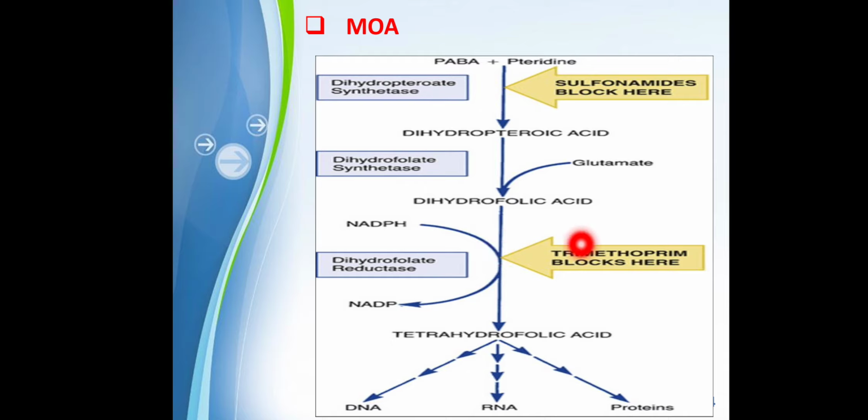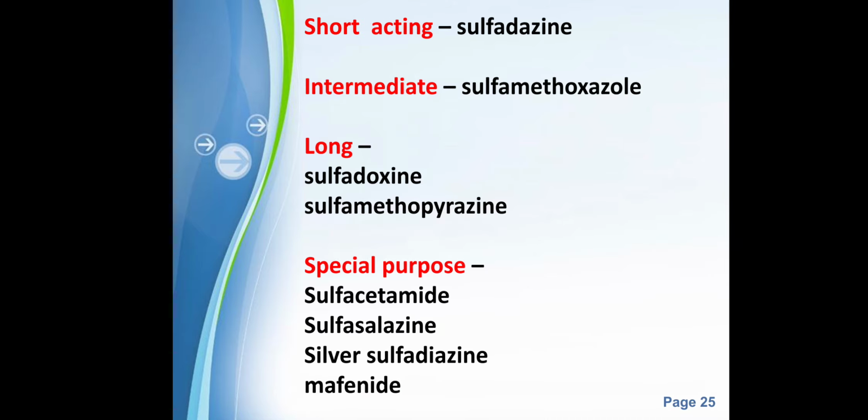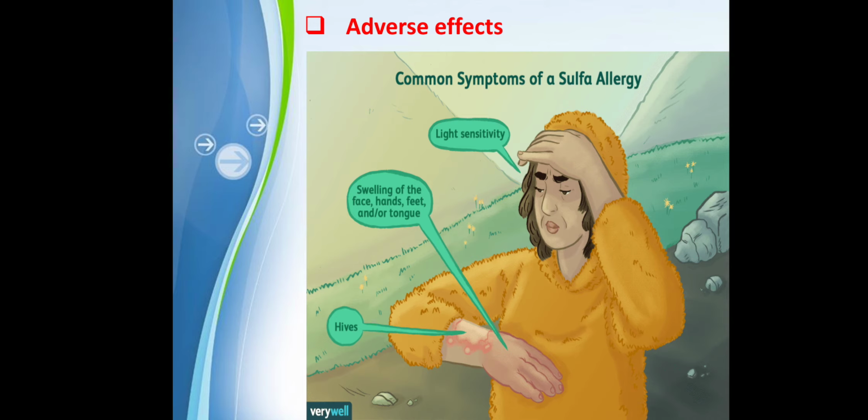And the group that comes after this, the site of action is here, we'll see that at that time. Now this is again the classification of sulfonamide. Here for fluoroquinolone we classified it as first, second, third generation. Here we are going to classify like short acting, intermediate, long and special purpose, meaning special antibiotics, depending upon the duration of action. So these are the drugs, sulfadiazine, sulfamethoxazole, you have to remember these names.